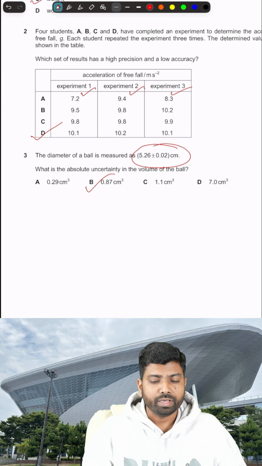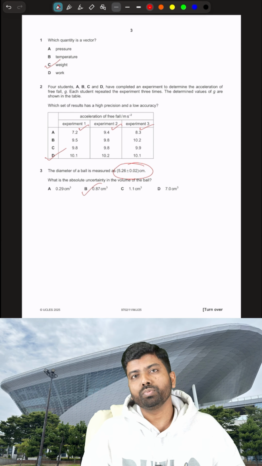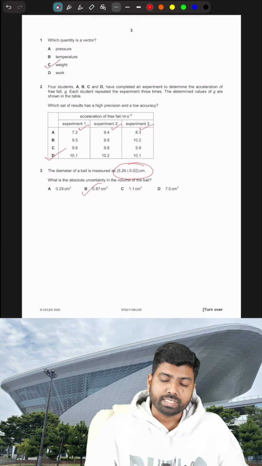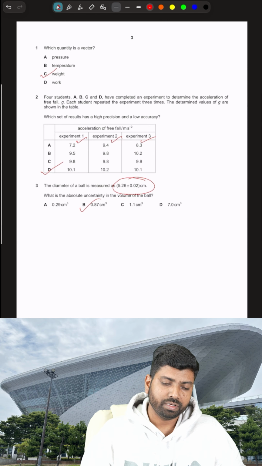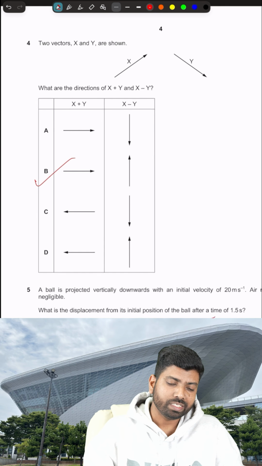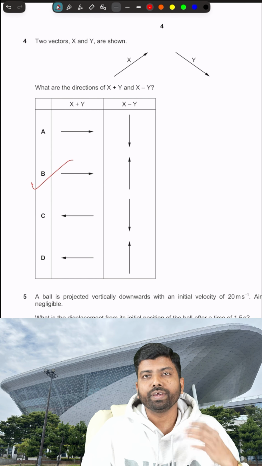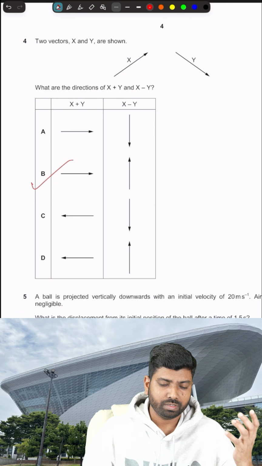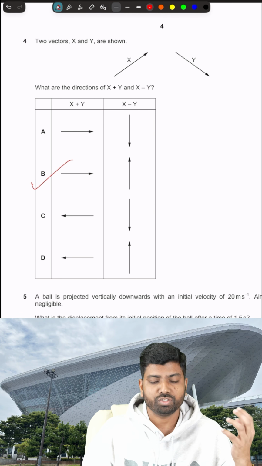Got the point? So error calculation is one of the important points from the examination point of view. Is it clear to all? Right. Now, shall we move on to the next question? Now, question number 4 is from your vector chapter. The question comes from the vector topic.